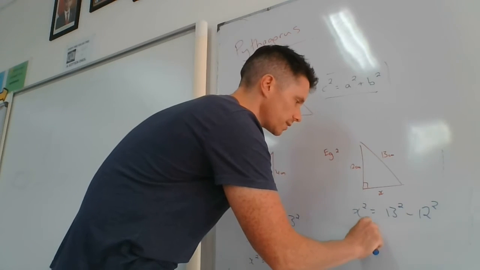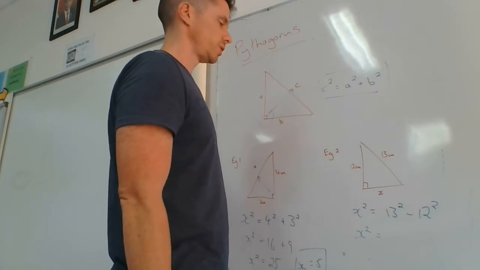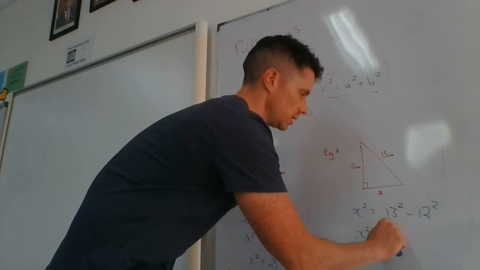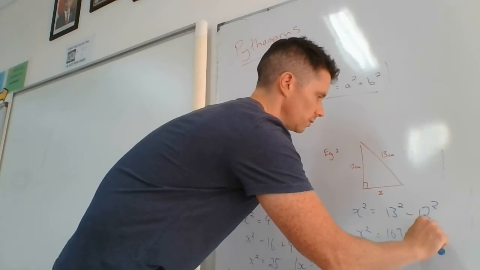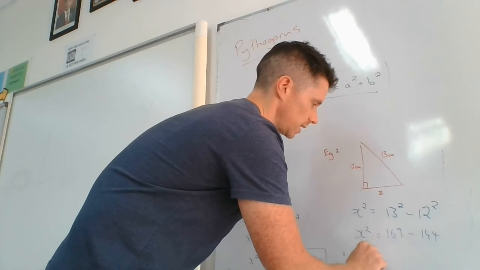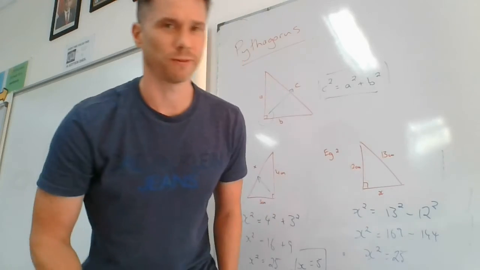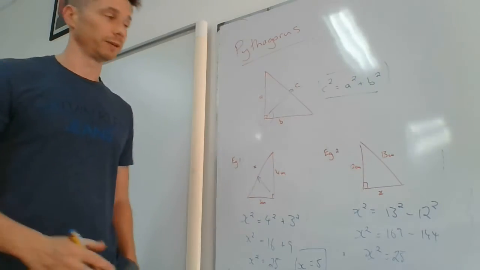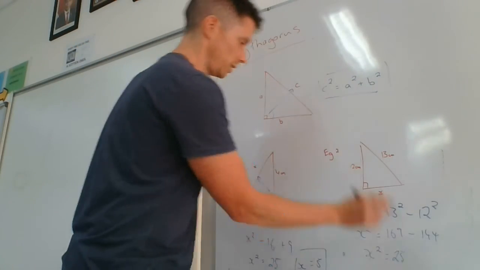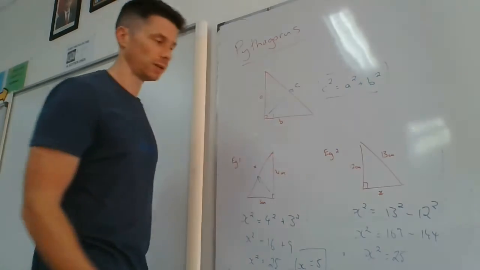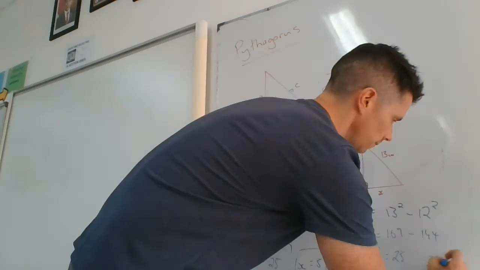Okay, so x squared then equals, well, what's 13 squared? It's 169, take away 144, and we get x squared equals 25. Okay, it just so happens to be 25 again. Won't always be 25, obviously. But what times itself is 25, and it must be 5.